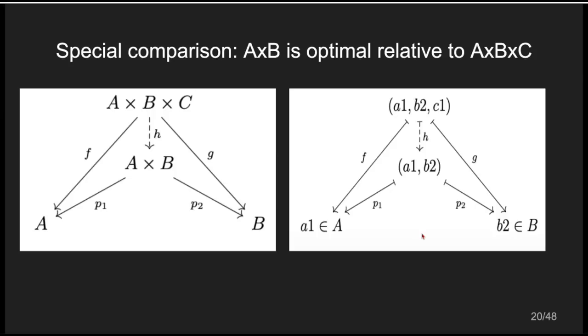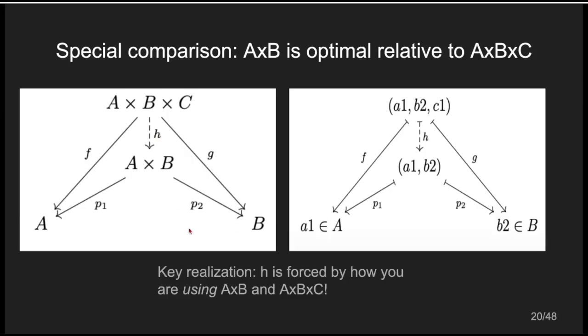What this tells us in a very precise way is that if we take A times B times C and we lop off the extraneous part, we end up doing the same work. So we can take A times B times C, cut off a piece of it, and still do the same job as before. That tells us that A times B times C had something extraneous and was therefore inefficient. And what's particularly noteworthy is this is the only way we can compare them to have them do the same job. H is forced by how we are using A times B and A times B times C. We're using them to reconstruct A and reconstruct B.